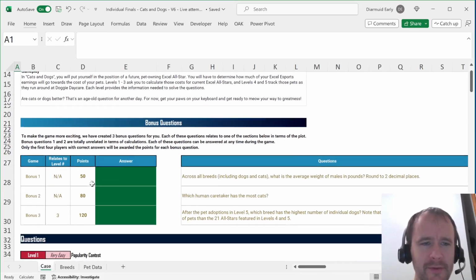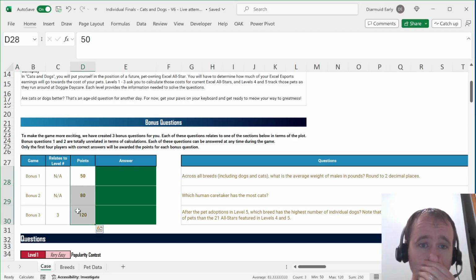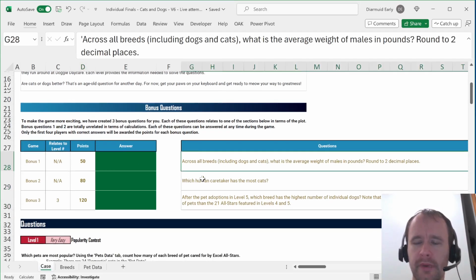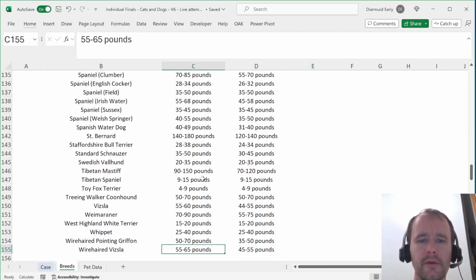Okay, so we got 3 bonus questions. Each of these questions relates to one of the sections below in terms of plot. Bonus 1 or 2 are totally unrelated in terms of calculation. Across all breeds, what was the average weight of males in pounds, rounded to 2 decimal places? I see. Okay.